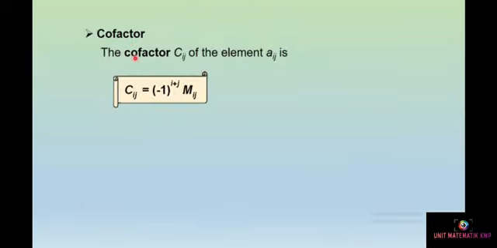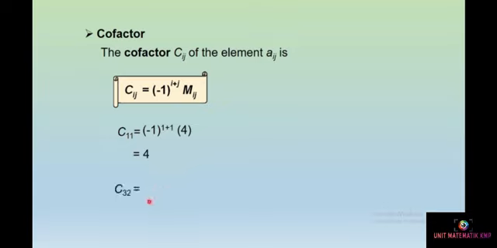Cofactor. The cofactor of the element in row i, column j is negative 1 to the power i plus j times its minor. Look at the example of the cofactor of the element in row 1 column 1. Substitute into the formula negative 1 to the power 1 plus 1. That means the element is from the first row and first column, times its minor. So the answer is 4.